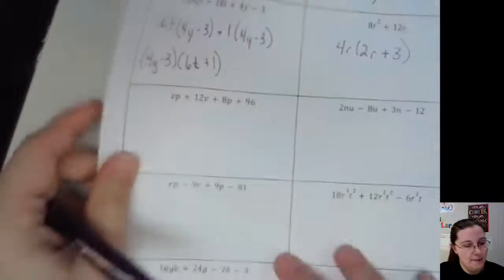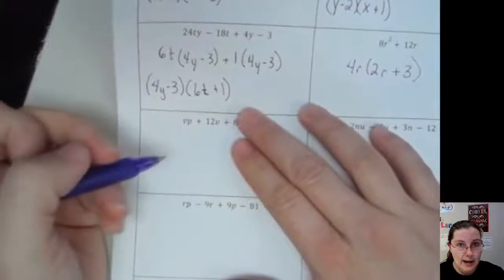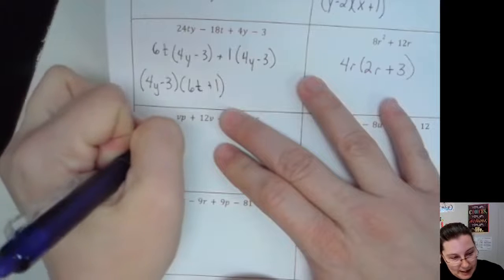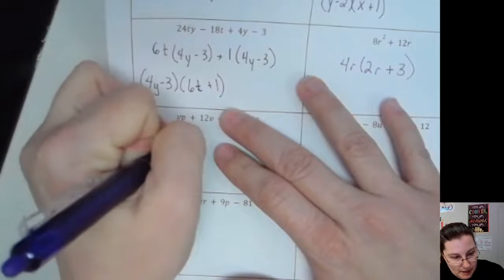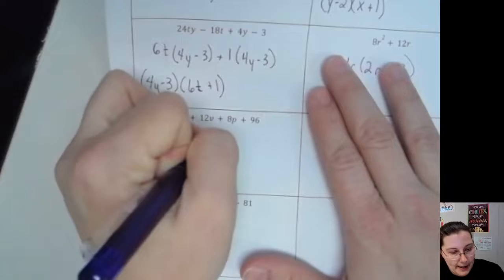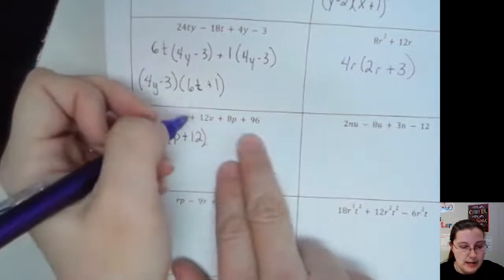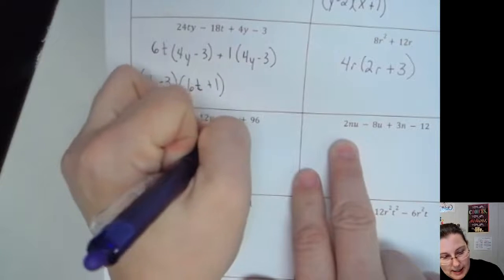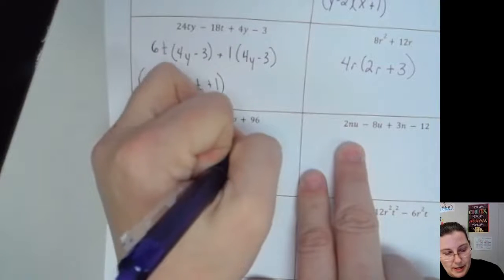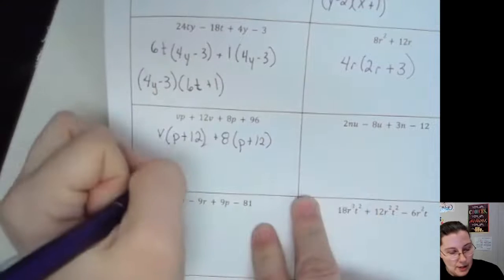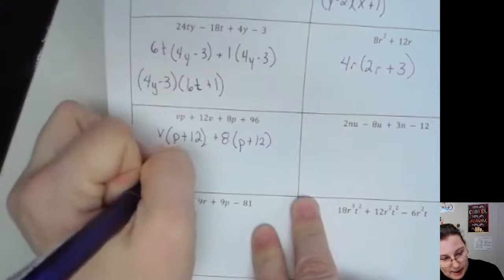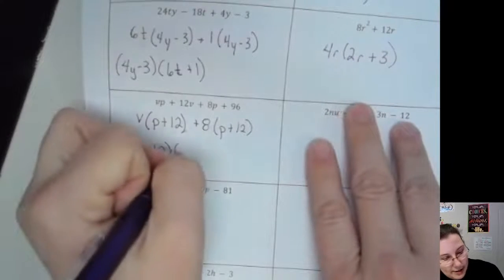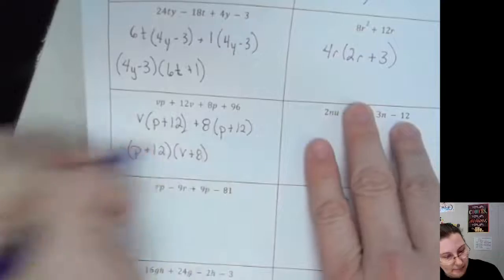So now our next problem here, we have vp plus 12v. So the only commonality that I have here is a v. So that's going to leave me with p plus 12. And then on this side, I have 8p plus 96. So my greatest common factor is going to be 8, and it's a positive 8, which leaves me still with p plus 12 inside. So now I have my common factor is p plus 12, and then my second factor is going to be that v plus 8.